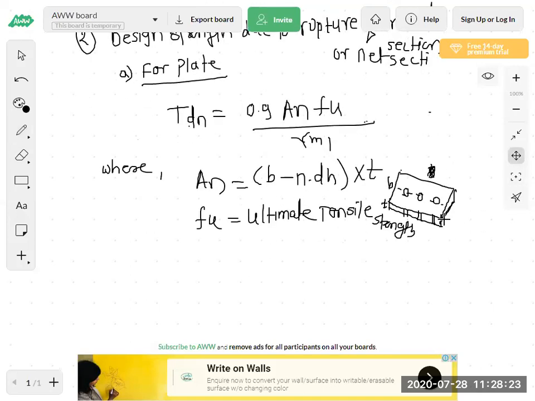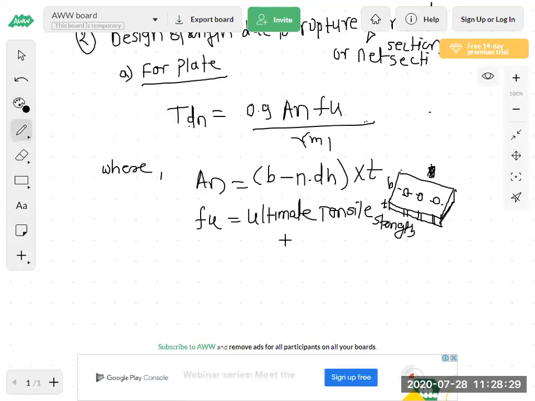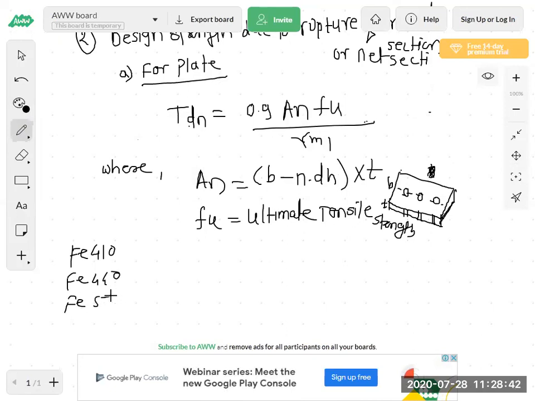How to calculate ultimate tensile strength? That depends upon the grade of steel. So whatever grade of steel is given, if Fe410 is given, if Fe440 is given, Fe550 is given, from this only we can choose.